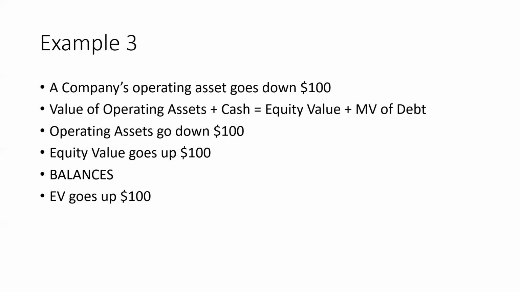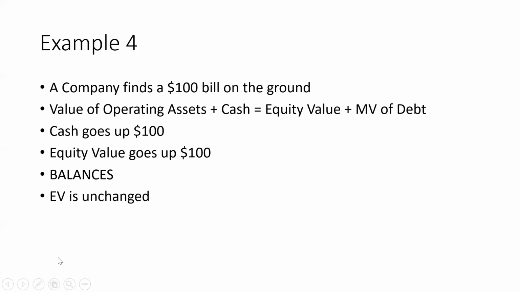No, equity value goes down 100. That's a typo. And enterprise value goes down 100. This is all a typo, I apologize. But operating assets going down 100 means that equity value goes down 100 because they're the first one to take the hit. And as we know, operating assets equals EV. So it's going to also go down 100 because the core business activities, this factory burning down, actually does affect its value.